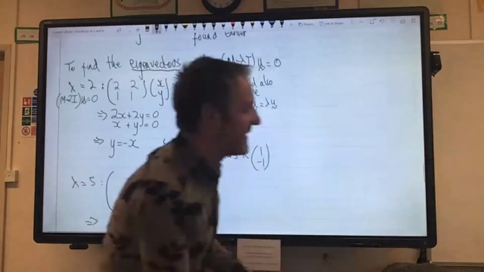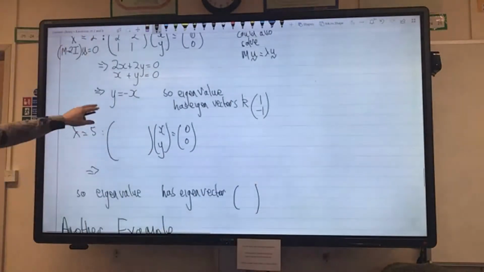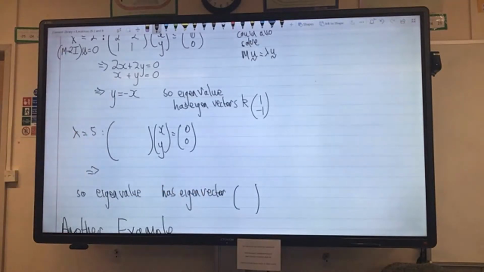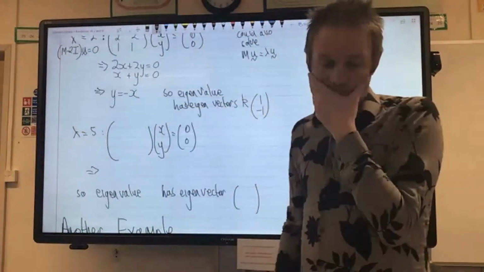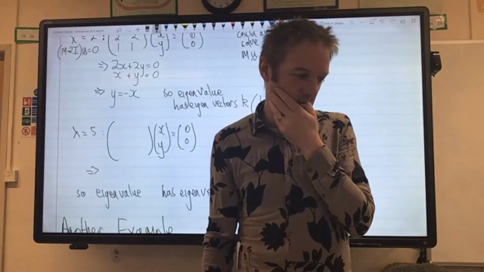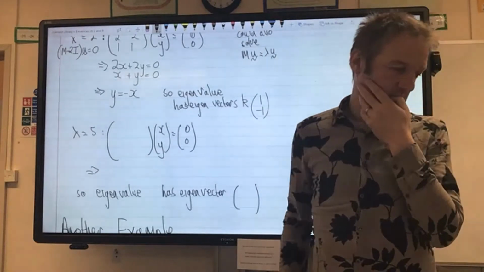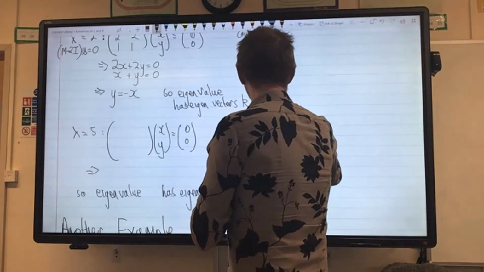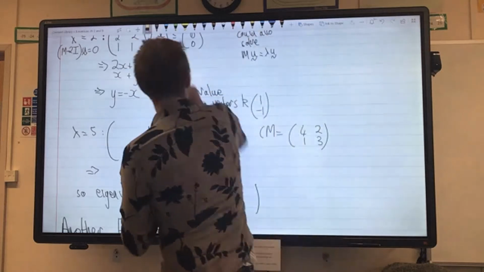And then we'll do the same for lambda equals 5. So could you do that to see if you've understood? Could you go through exactly the same working? You should actually know what the answer is going to be, but put lambda is 5, follow the same working through, see if you can find the eigenvector corresponding to lambda equals 5. I'll just write down M equals 4, 2, 1, 3. Just to remind you what the M was.